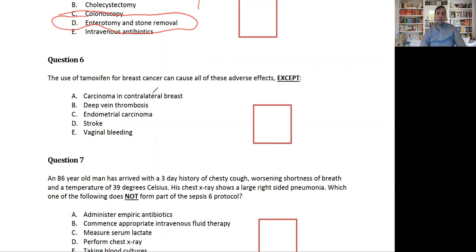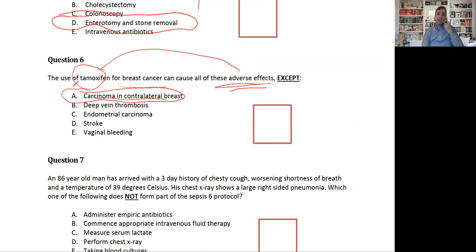So question 6, the use of tamoxifen. He's asking about tamoxifen. The use of tamoxifen for breast cancer can cause all of the following adverse effects, except carcinoma of the contralateral breast. I think this is not an adverse effect.